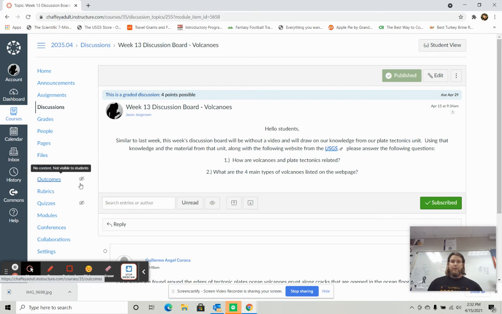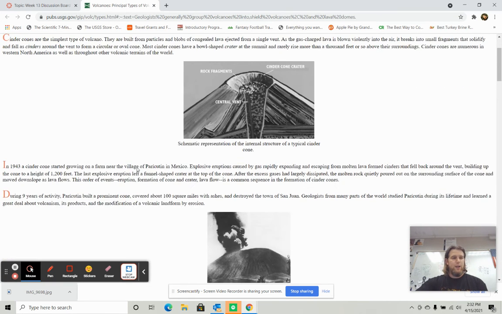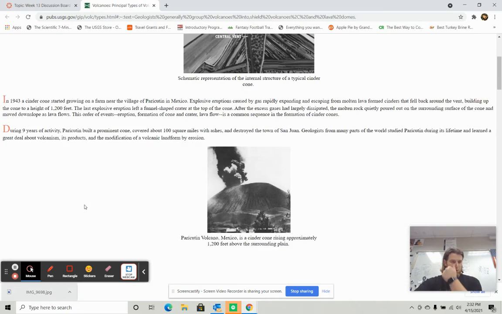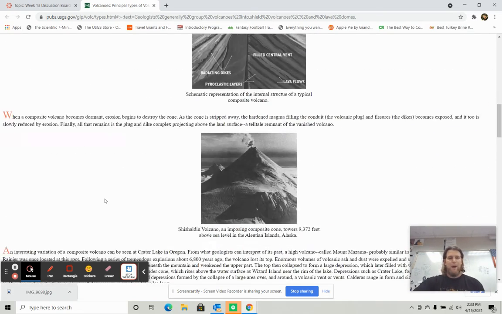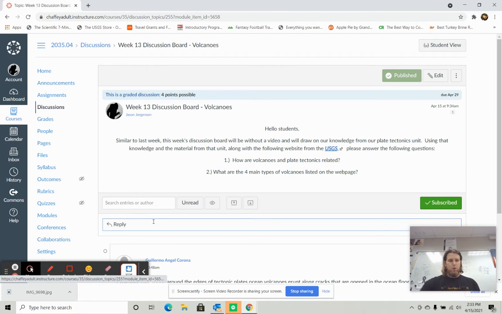Now, much like we had different types of faults, we have different types of volcanoes. This USGS site, which I will hop out to, will tell you all of them. We've got the cinder cones, the shield volcanoes, and the composite ones, and we will also talk about them during this lecture, so I'm not going to take up too much time with that. That's your discussion board. Make sure you hammer that out. A lot of people are already getting this done and out of the way, and I think that's fantastic.